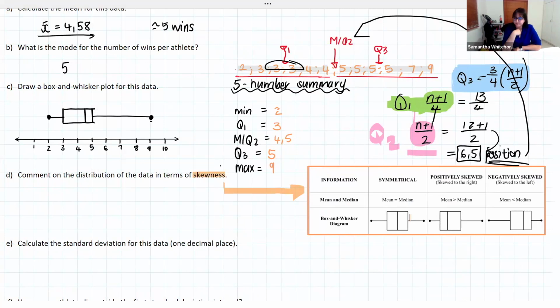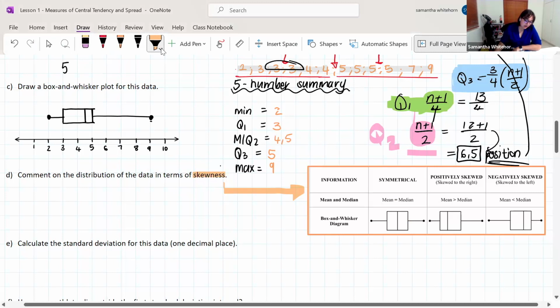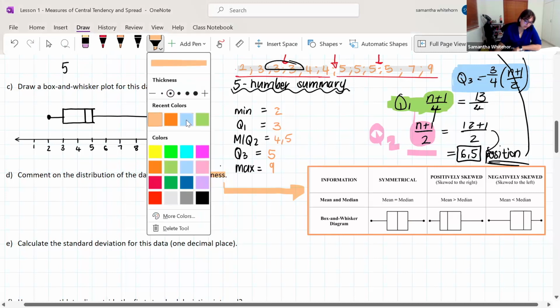Now, skewedness talks about how certain values in our data set affect the data set. And generally, again, it's going back to this idea of spread. Okay, so you're all saying things. I haven't explained anything yet, so just hold on a tick. Let's just understand what skewedness is before we go.